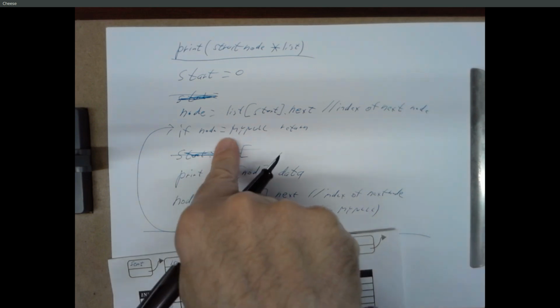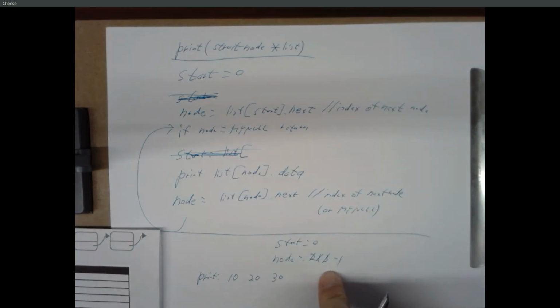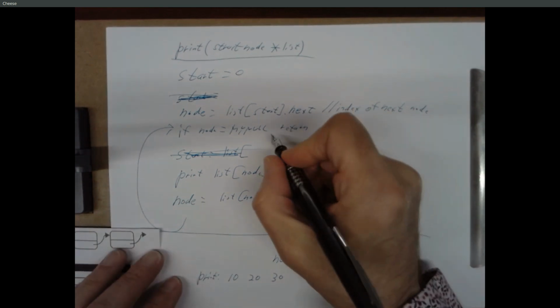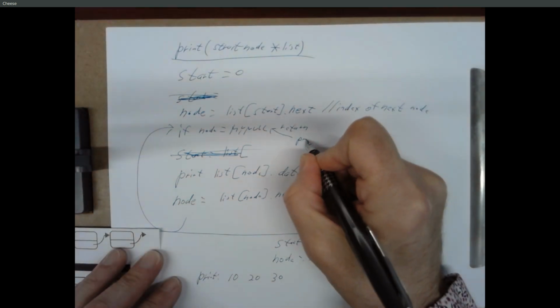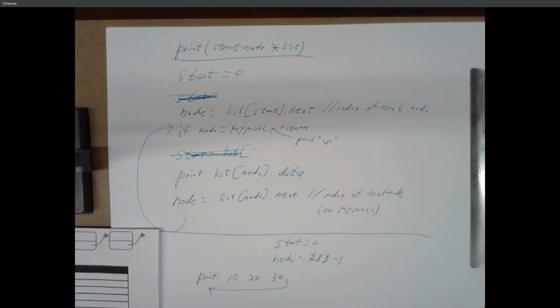Go back up to the top. If node is equal to MYNULL, return. Well, it is equal to MYNULL, so we're going to return. But you know what? Let's print a new line so that we come down to the new line there before we return. And then we exit our print function.